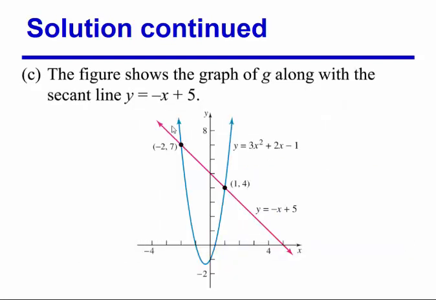And so here's the graph of g of x, and here's the graph of the secant line. And that's the end of 3.3. Thank you.